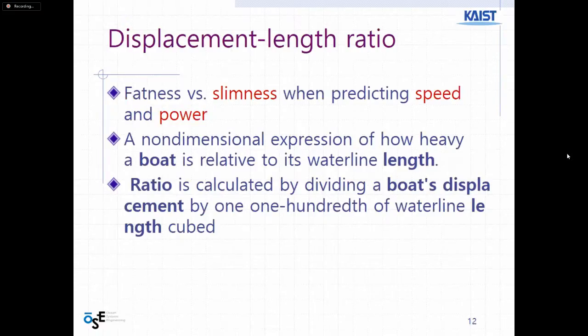So I talked about the displacement, and then there's another ratio. It's called the displacement to length ratio, and you can think about it as fatness versus slimness, and it predicts speed and power.